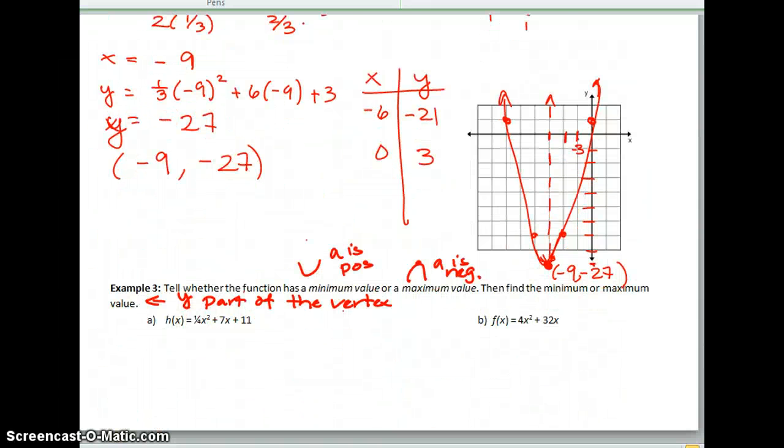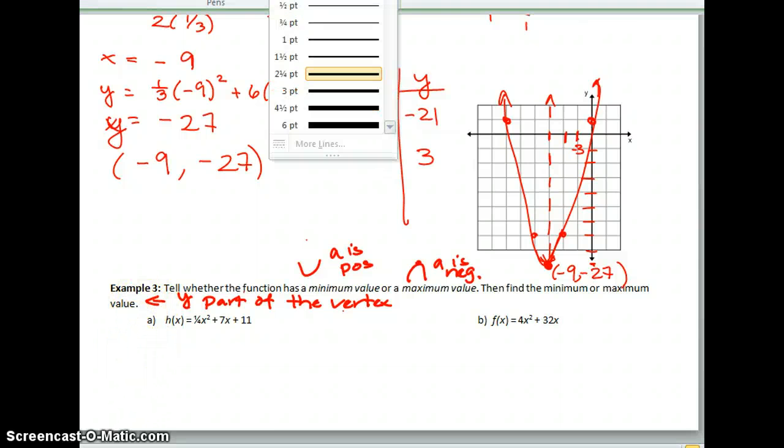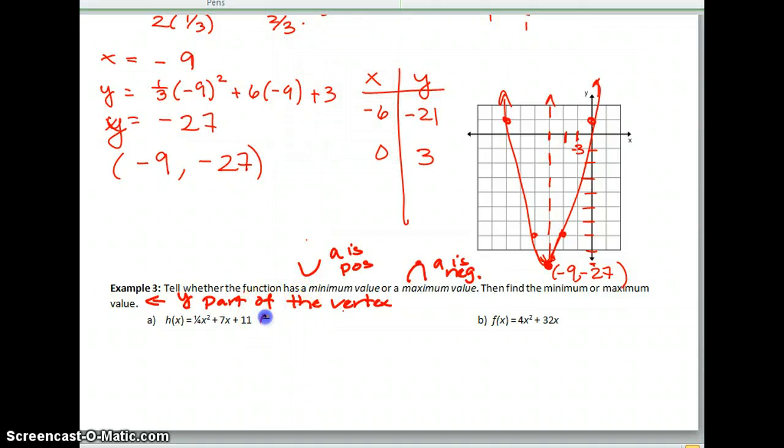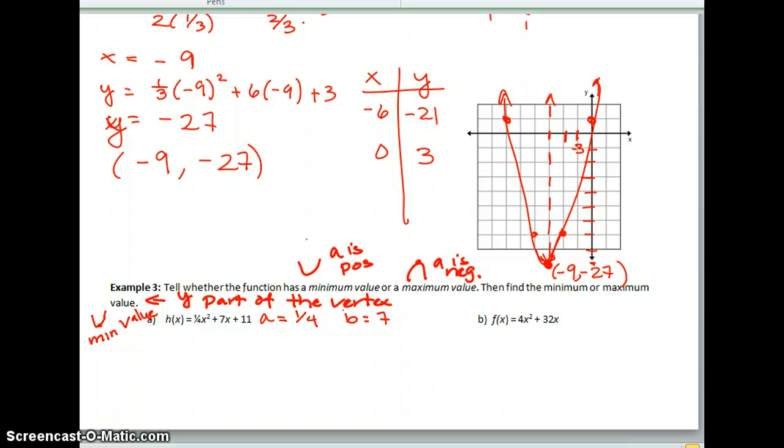All right. So the first thing we need to determine is, does this have a minimum or maximum value? To do that, we'll look at the a values yet again. For this one, a is equal to 1/4, and b is equal to 7. Because a is positive, this one opens up, so I'm going to have a minimum value. Now the question is, where is my minimum value? Let's find out. x is equal to negative b over 2a, so -7 over 2 times 1/4, which is -7 over 1/2, which gives me -14.